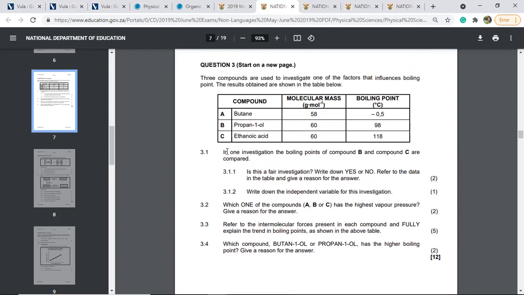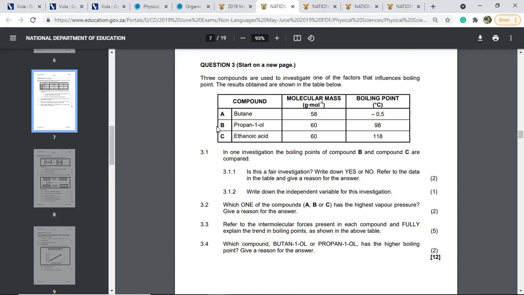3.1 asks us, it says, in one investigation, the boiling points of compound B and compound C are compared. Then we are asked, is this a fair investigation? Write down yes or no. Then you refer to the data in the table and give a reason for your answer.